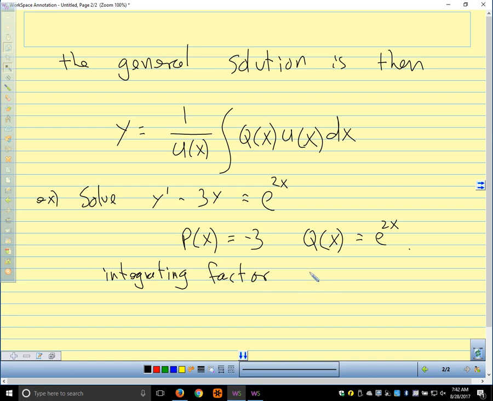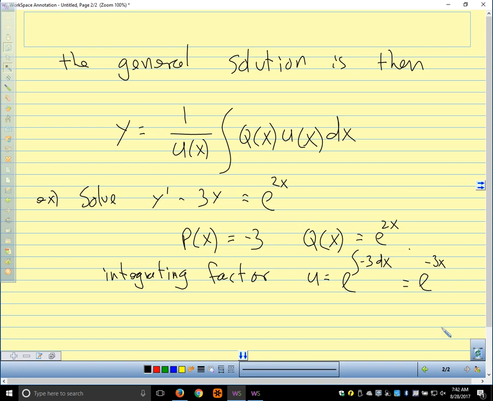U of x is e to the integral of -3 dx. And what does this give us? Integral of -3 dx is -3x, so we get e to the -3x. For the integrating factor, you do not need to include the plus c, because the constant of integration ends up going away if you go through the process of including it.